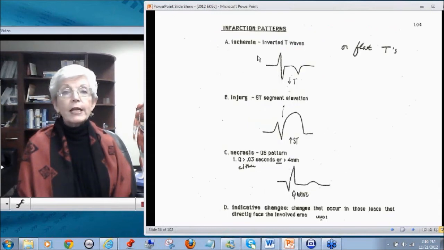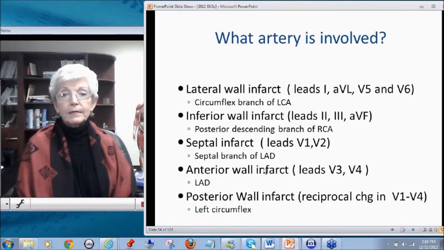So another way of looking at it is ischemia is an inverted or flattened T wave. Injury is ST segment elevation. And remember, this is kind of analogous to a tombstone, not a good sign. And then necrosis is a wider and deeper than normal Q wave.